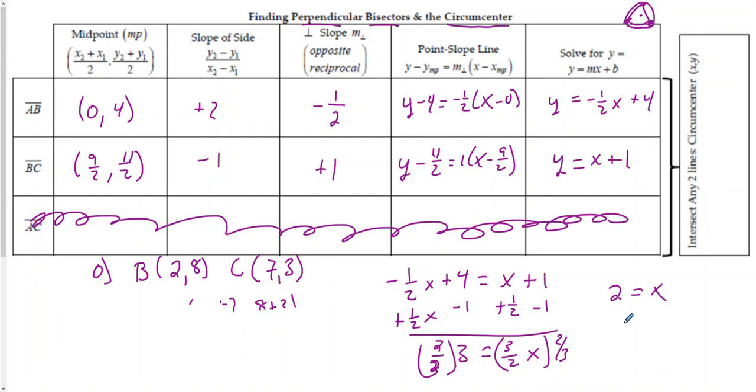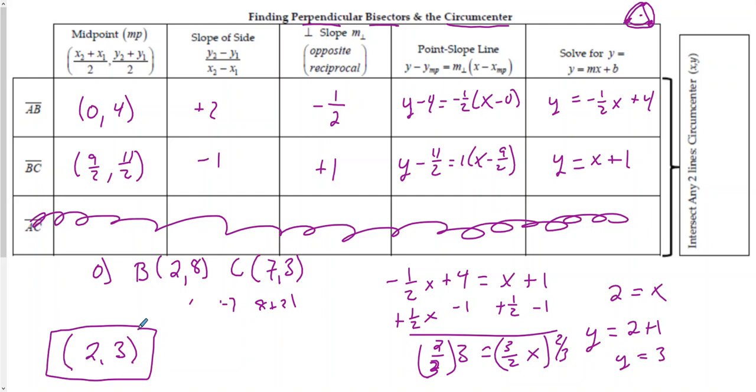Now that we have our x value, we can plug that back in and get our y value. So y equals 2 plus 1, so y equals 3. So the circumcenter of these 3 points is 2, 3.